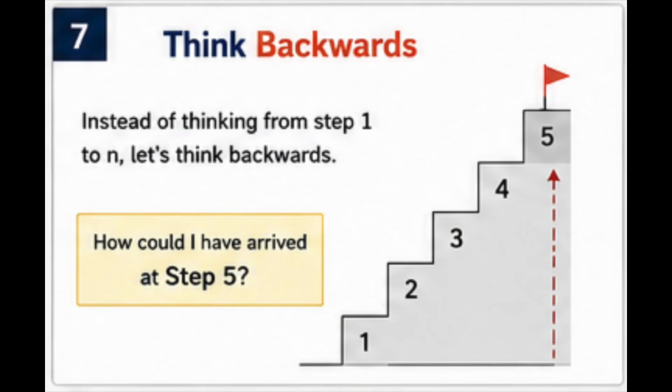Now, instead, let's think backwards. Suppose our destination is step 5. Don't ask how do I go from step 1 to step 5. Ask how could I have arrived at step 5. That small change makes the entire problem much easier.